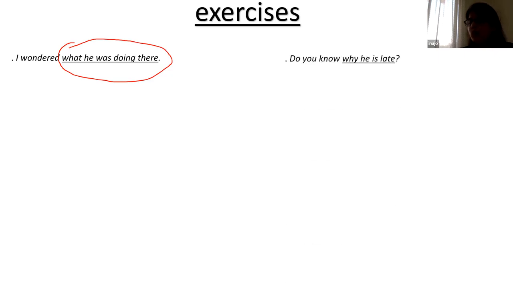Next one. Do you know why he is late? Here again, why he is late is your noun clause. Why he is late is performing the function of an object here again. All right. What is in our fate cannot be avoided. Here the noun clause is what is in our fate. What cannot be avoided? What is in our fate? You ask the question, what cannot be avoided, to find out whether it is a subject clause. So yes, it is a subject noun clause.